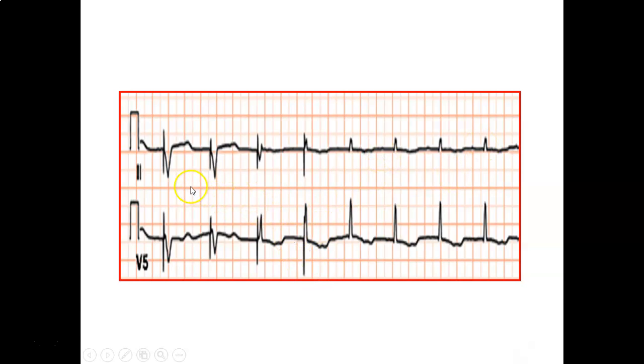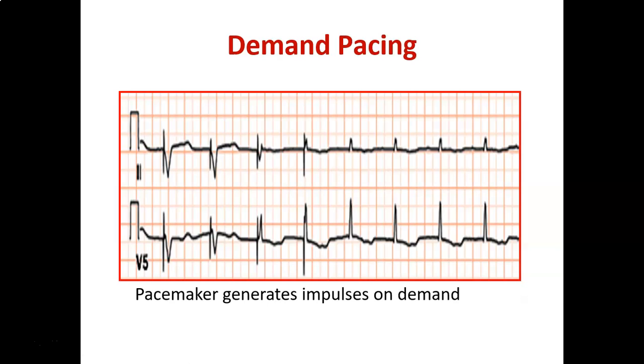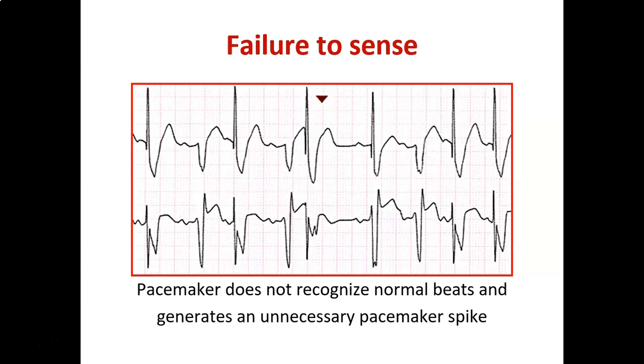So here, if you see, these extra pacemaker spikes are there in the first four complexes, and in the rest of the ECG they are not there. So whenever it's needed, the pacemaker is producing the QRS complexes. When it's not needed, it doesn't produce. So this is demand pacing. The pacemaker generates impulses on demand.